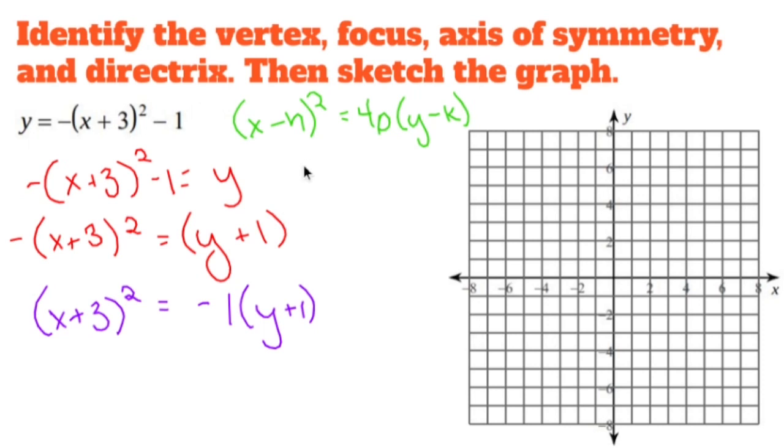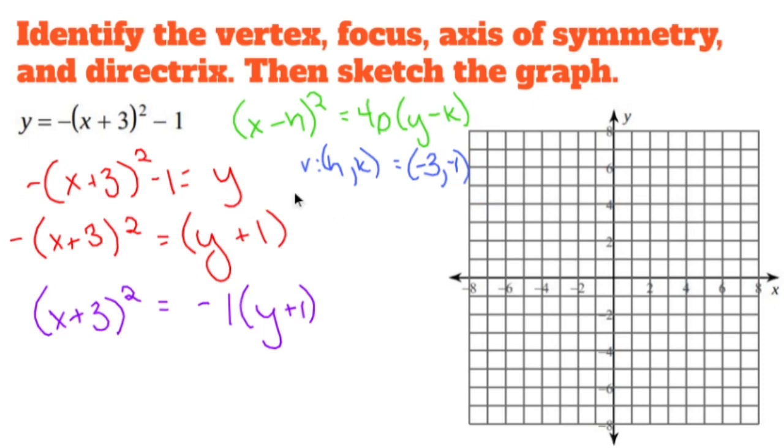Okay, well, the vertex is going to be h, k. So the vertex in this case is going to be h. Now, negative h is positive 3 here, which means positive h is negative 3. So h is negative 3. K, similarly, positive 1 is negative k. So positive k is going to be negative 1. Okay, that's my vertex.